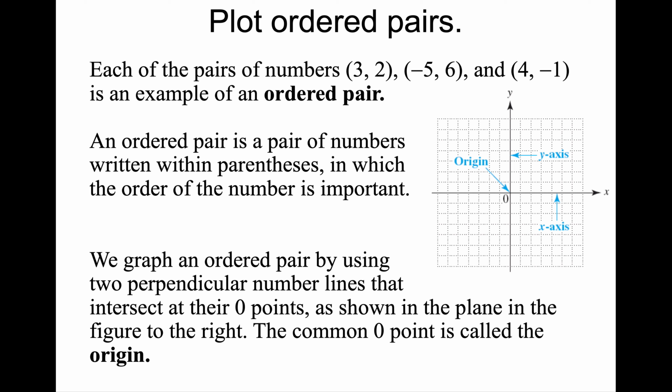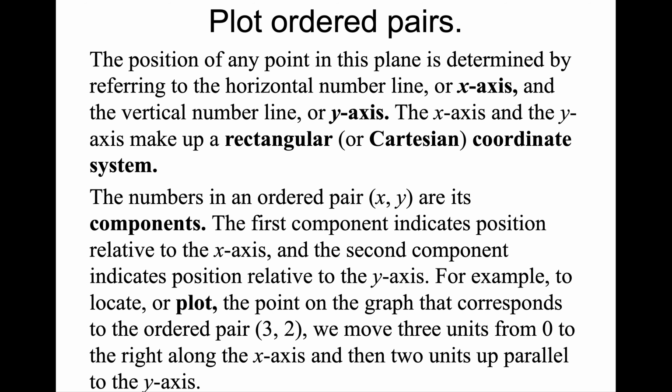So we can plot ordered pairs. When we're looking to plot ordered pairs, we have a special point called the origin. The horizontal line is the x-axis, and the vertical line is the y-axis. In the ordered pair, the first number tells you how far to move left or right. The second number tells you how far to go up or down. Positive numbers go up in the second, negative numbers go down. In the first, positive numbers go right, negative numbers go left.